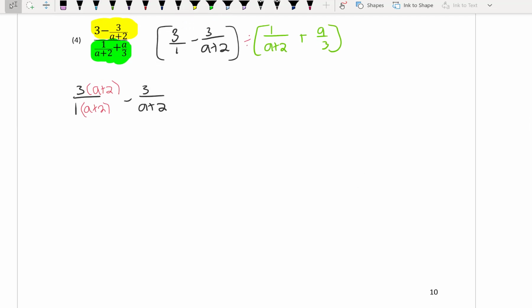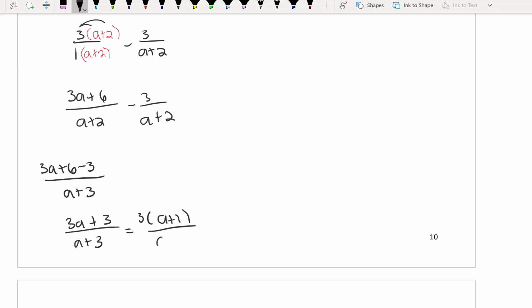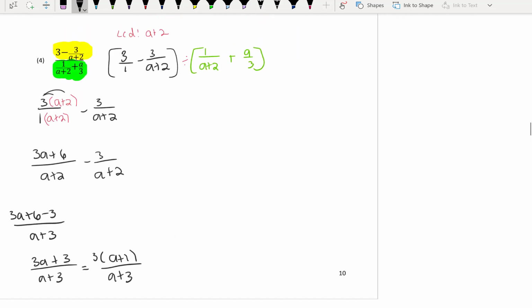I'm just working with that first fraction that I wrote in black. When I distribute, I'm going to have 3a plus 6 over a plus 2, minus 3a plus 2. Now, combining like terms, I have 3a plus 6 minus 3 over a plus 3, which gives us 3a plus 3 over a plus 3. If I factor out, I'll have a 3 and then a plus 1 over a plus 3. That deals with one side of my fraction.